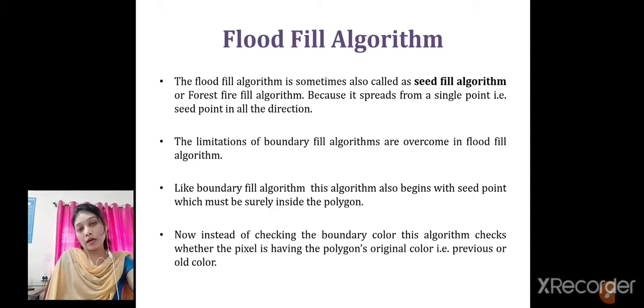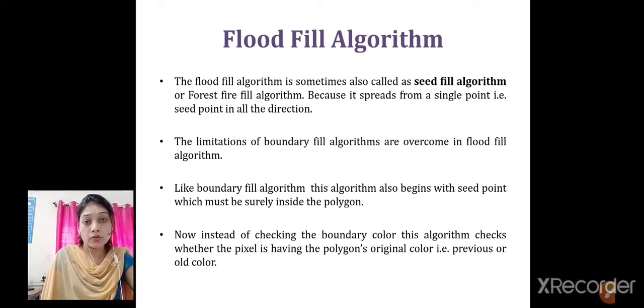Now we are not checking with the boundary color of that polygon, but we are going to check whether that pixel is having the polygon's original color. That will be a previous or old color. Whenever I have drawn my polygon and that polygon color is white, now I want to change the color of that polygon to blue.